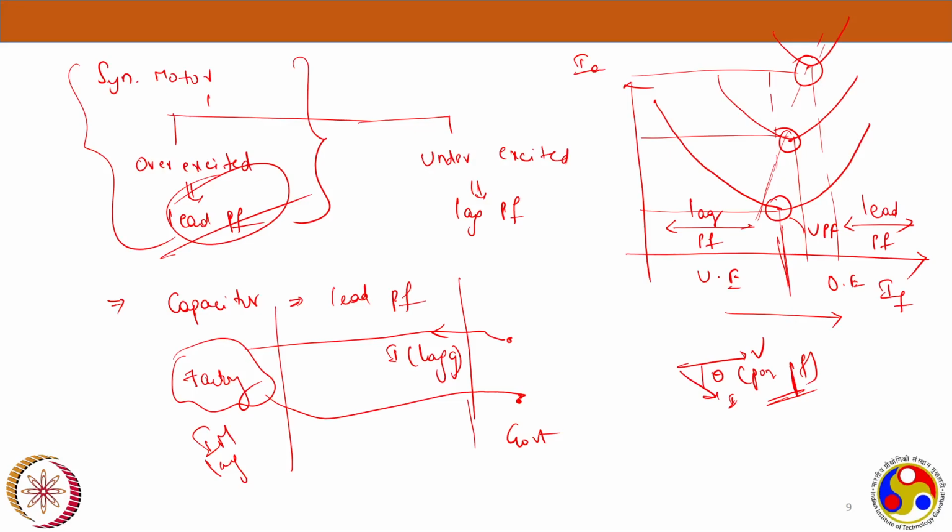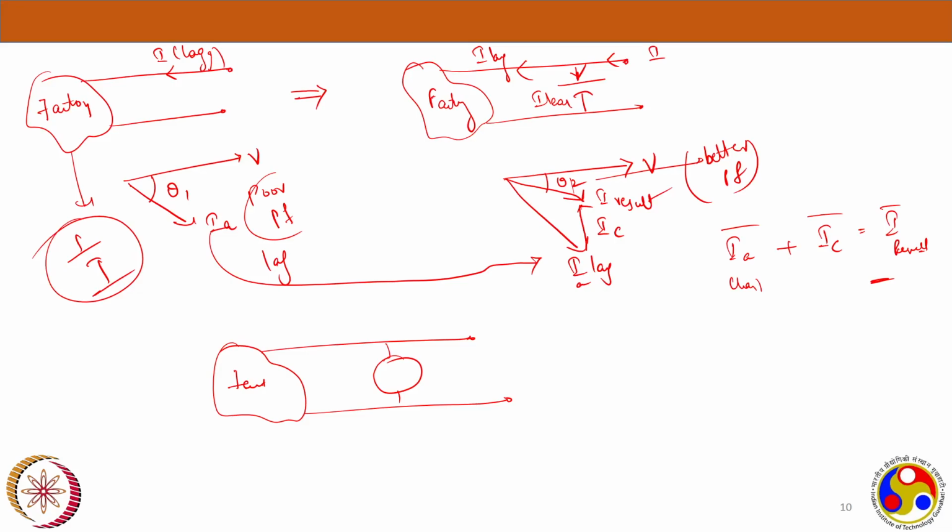it always draws a leading power factor current. So whenever your load changes, you just have to change the excitation. You don't have to replace any capacitance. It makes your process very easy. So just remove my capacitor bank altogether, connect a synchronous motor, and operate it in overexcited condition.